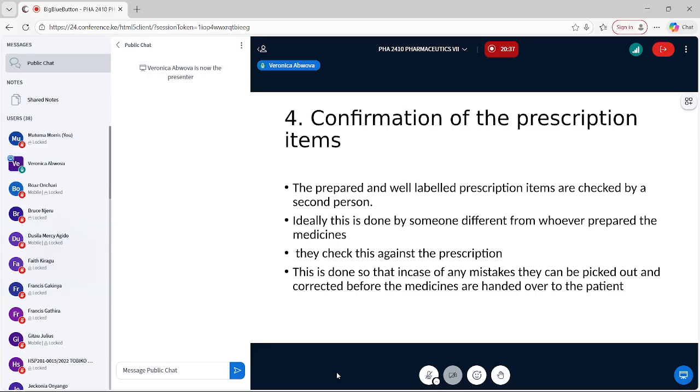So the prepared and well-labeled prescription items are checked by a second person. Ideally, this is done by someone different from whoever prepared the medicines. They check this against the prescription, so that in case of any mistakes, they can be picked out and corrected before the medicines are handed over to the patient.